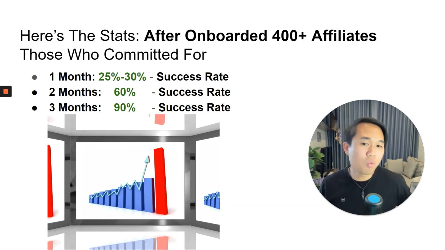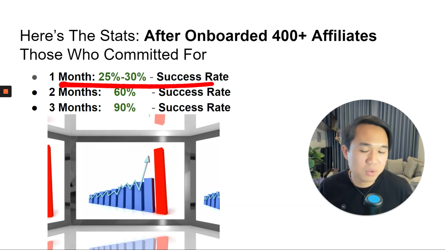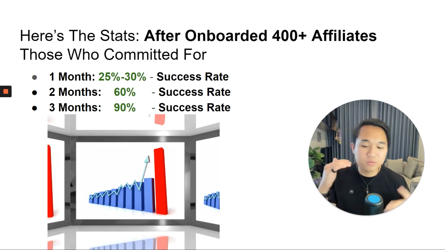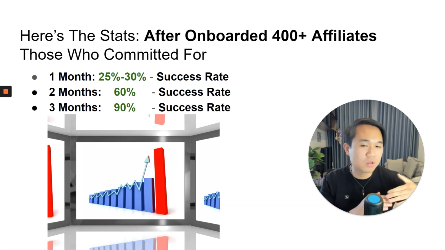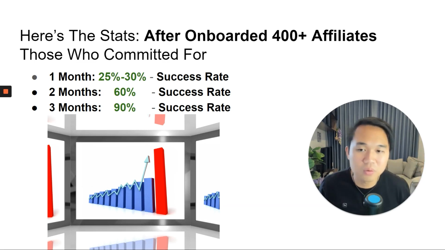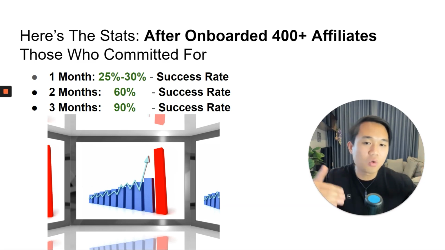Here's a stat I found after onboarding 400 plus affiliates at the time of recording. Those who commit for 1 month, at the 1 month range, we're seeing a 25% to 30% success rate. And when I say success, I mean profitable, right? Again, if we go to the math, we have the fixed cost. If you make more revenue than that fixed cost, that's what we consider profitable, which is successful. In the first month, 20 to 25% of the people are going to go over that line.